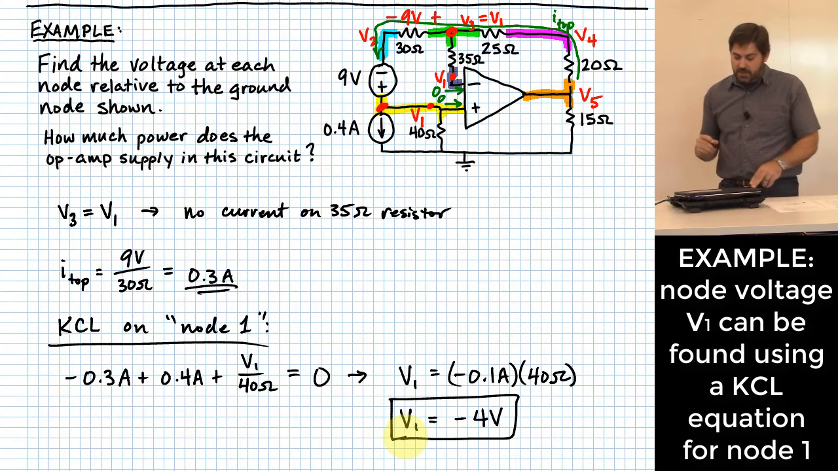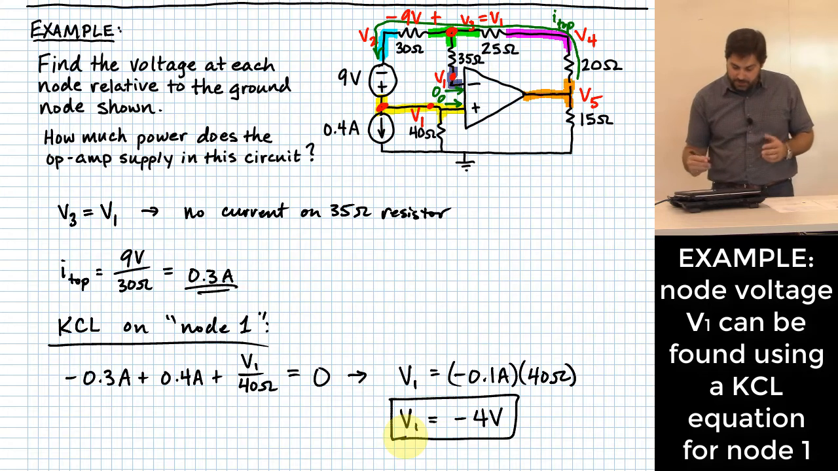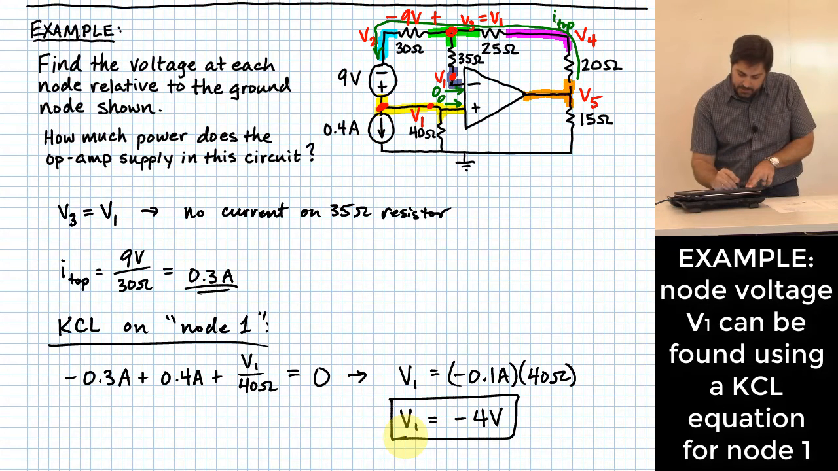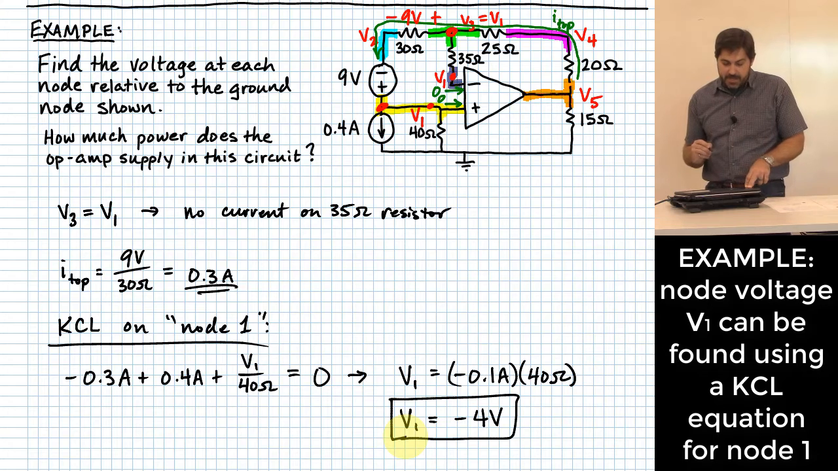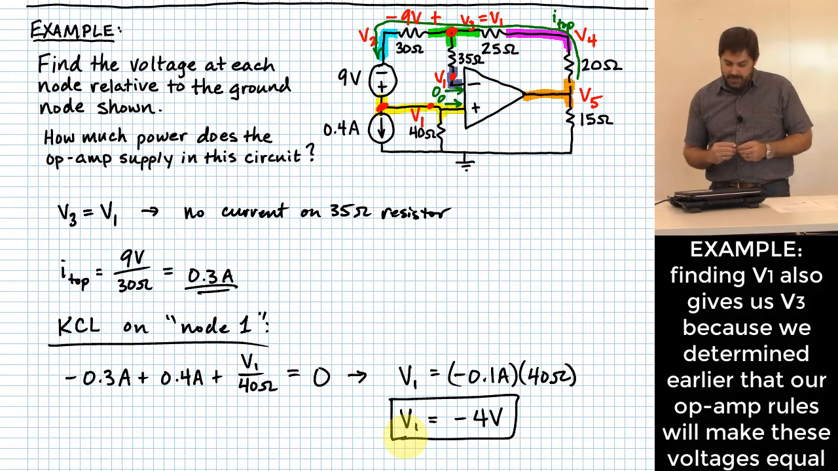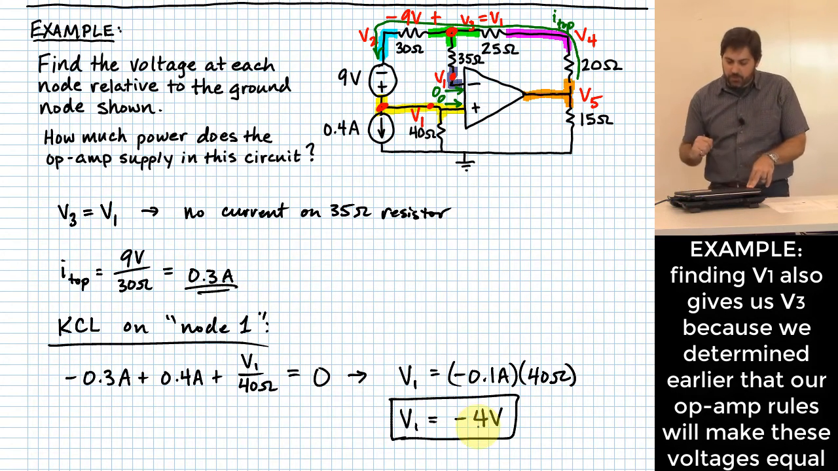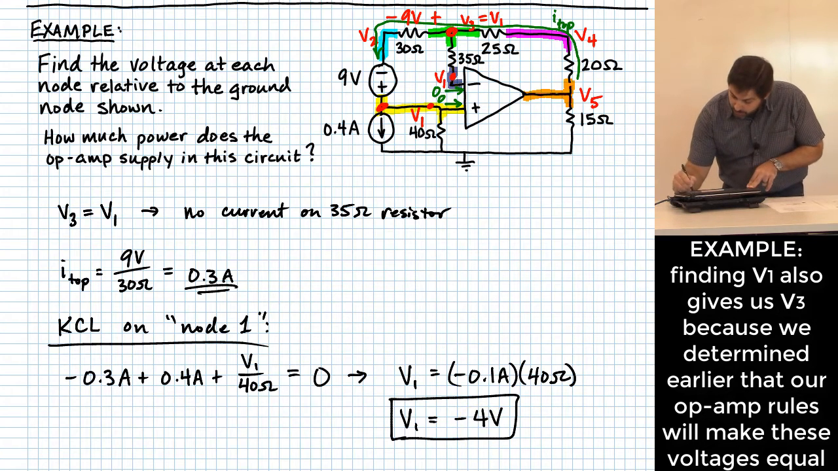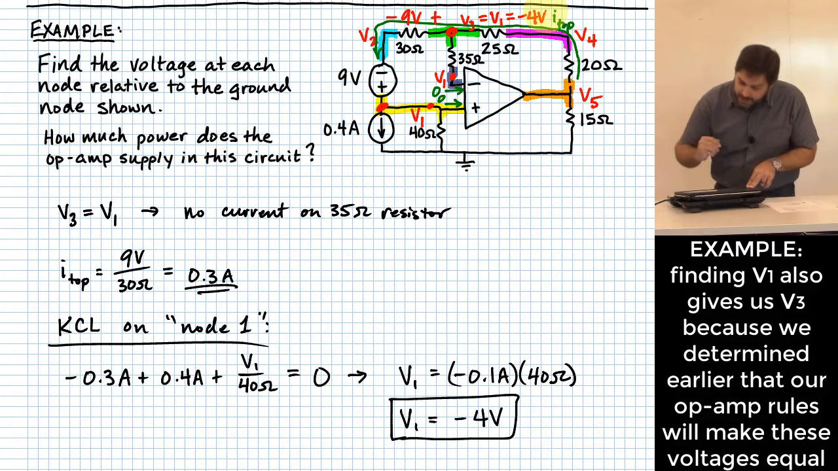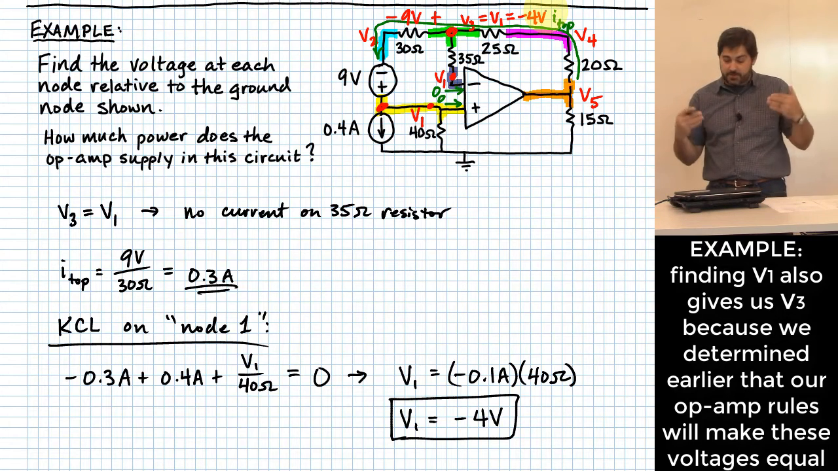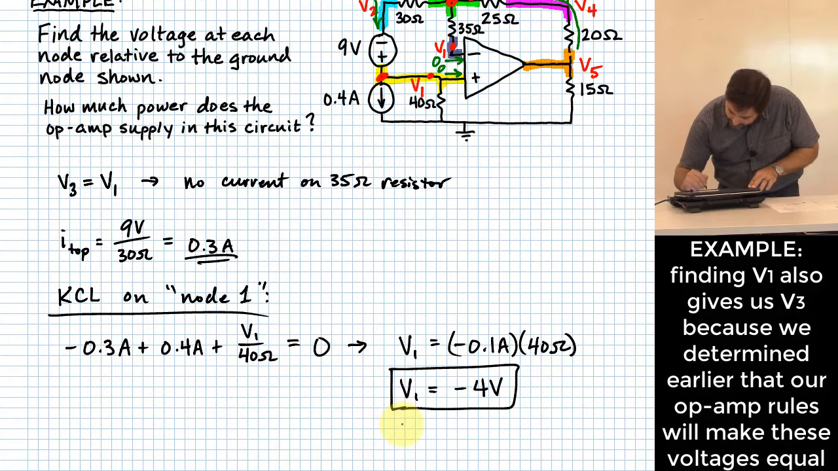Okay, and so that's actually our first important result, because the problem is asking us to find the voltage at each node relative to the ground node. So we just found V1. Okay, you want some more good news? We just found V1 is equal to negative 4 volts. I can label V3 up here as what? Negative 4 volts again, right? Because we said a few minutes ago that V3 is equal to V1. So I've really found V3 as well. V3 is also equal to negative 4 volts.